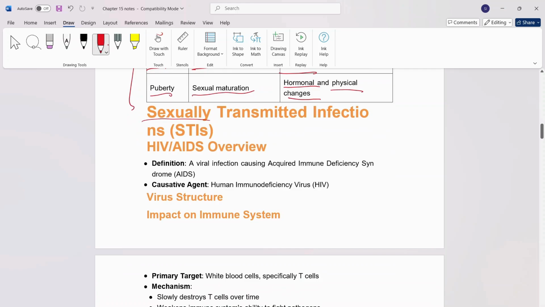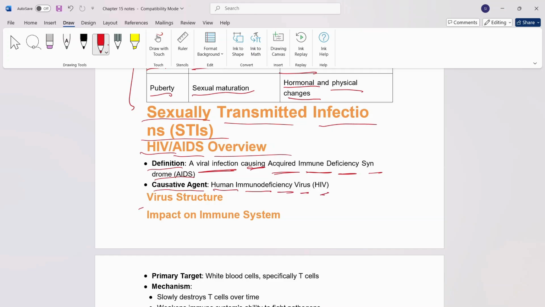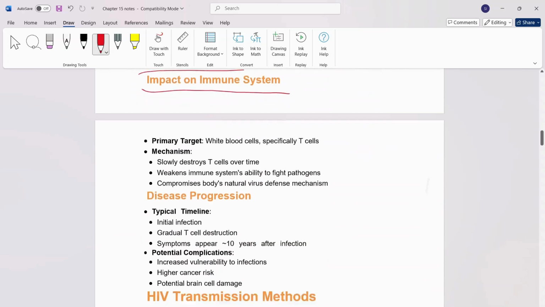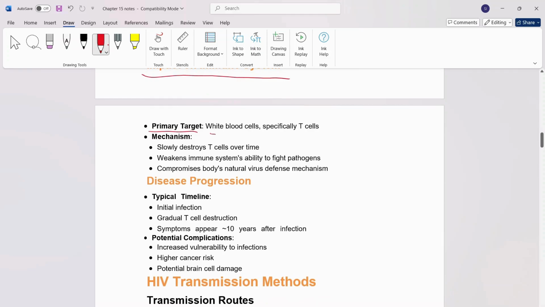Now let's talk about sexually transmitted infections, STIs, HIV, AIDS. The overview: first, the definition, a viral infection. These are viral infections causing acquired immune deficiency syndrome, which is AIDS. The causative agent is the human immunodeficiency virus, which is HIV. Let's talk about virus structure and impact on the immune system. Primary target: white blood cells, specifically T cells.